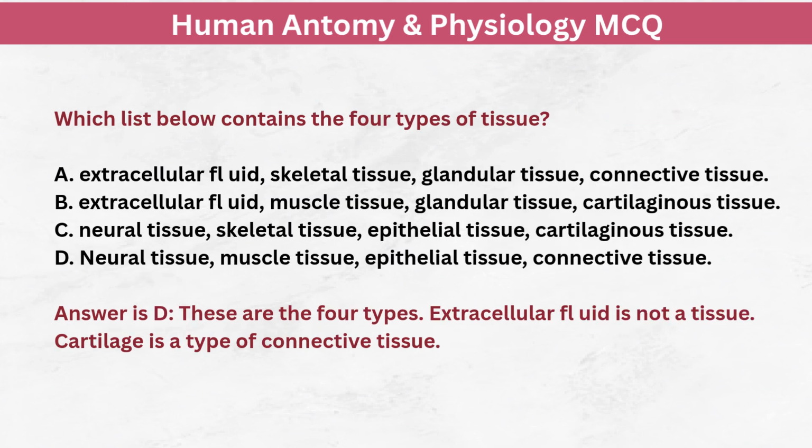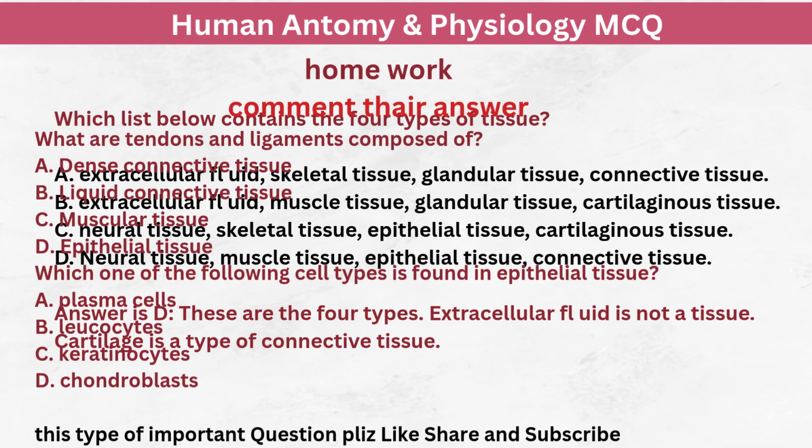Which list below contains the four types of tissue? A. Extracellular fluid, skeletal tissue, glandular tissue, connective tissue. B. Extracellular fluid, muscle tissue, glandular tissue, cartilaginous tissue. C. Neural tissue, skeletal tissue, epithelial tissue, cartilaginous tissue. D. Neural tissue, muscle tissue, epithelial tissue, connective tissue. Answer is D. These are the four types. Extracellular fluid is not a tissue. Cartilage is a type of connective tissue.